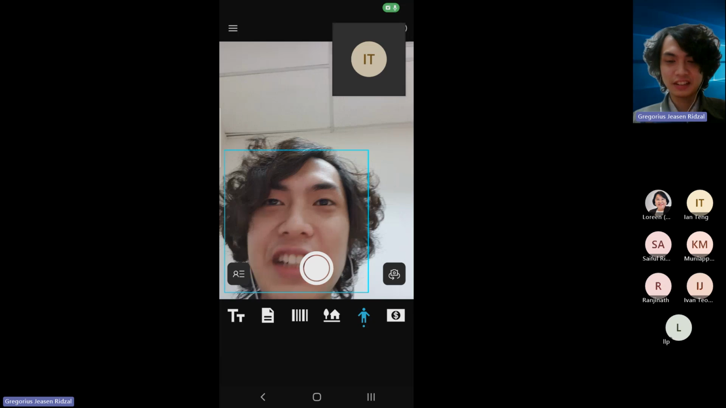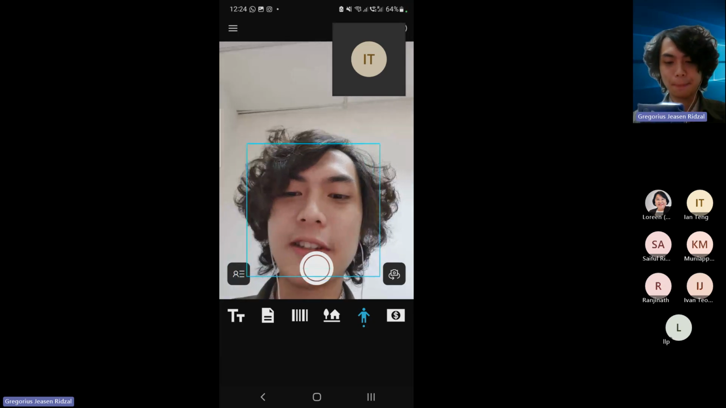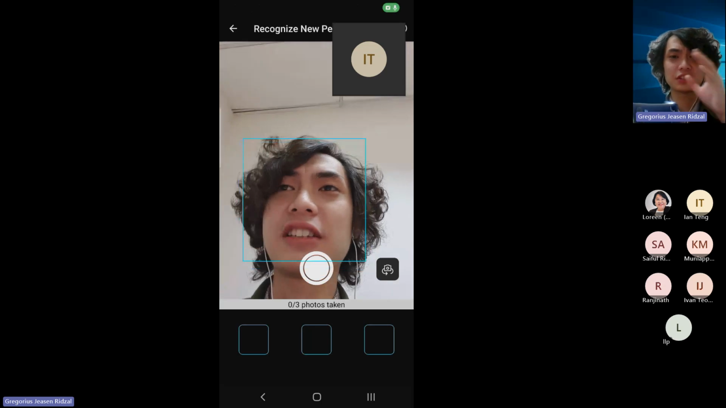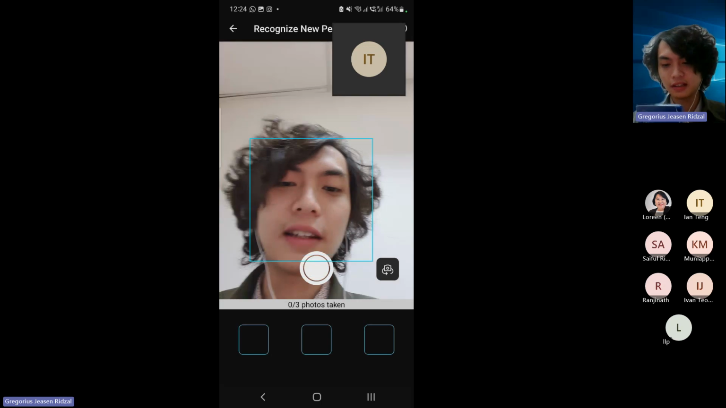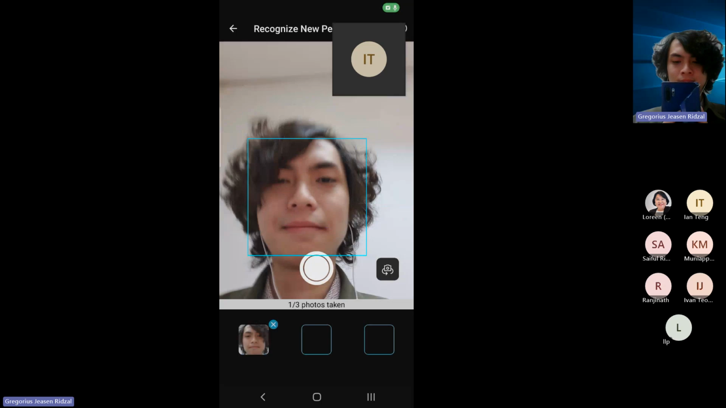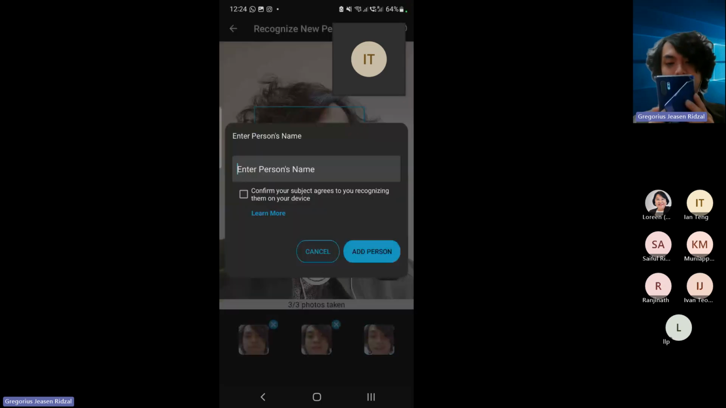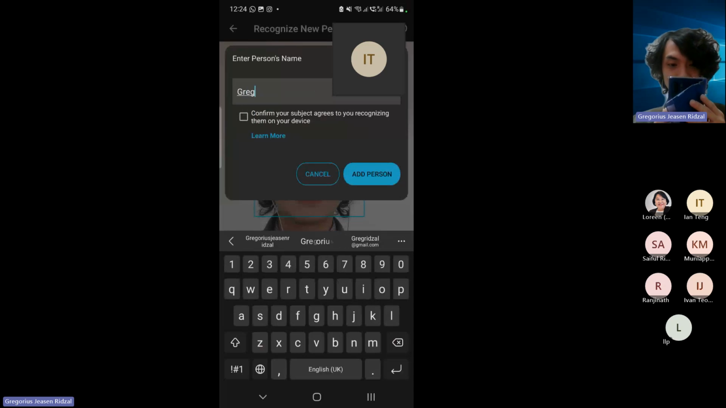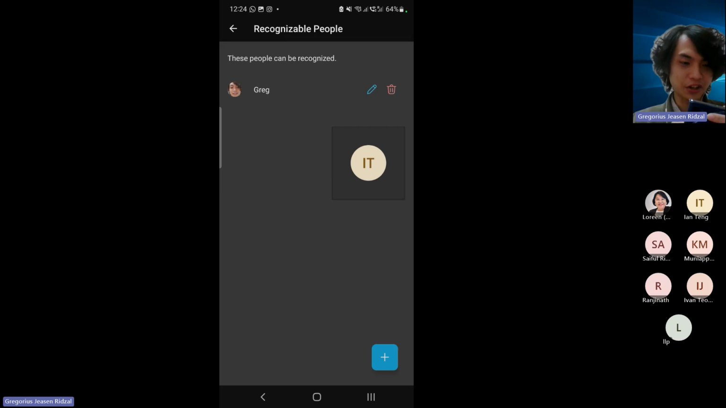And if I'm not wrong, you can actually test the model with your face. So you register your face, and let's say you register the faces of your friends, it'll actually say, oh, this is Greg you're looking at. It's not just some random man. So if I just take one photo, 2 photos, then 3 photos. Okay, enter person's name. This is Greg. And then your subject agrees with you, of course. Very important to ask for permission. Okay, Greg. Okay, see, now it's recognizing a Greg.